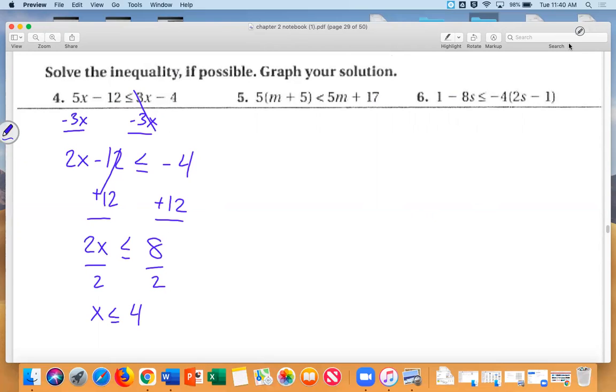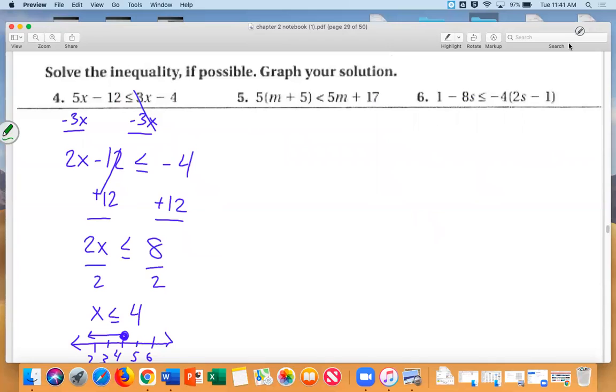So now I have to graph this. I like to put 4 in the middle, 5 and 6 to the right, 3 and 2 to the left. It's going to be a closed circle. I'm shading to the left. Easy enough?